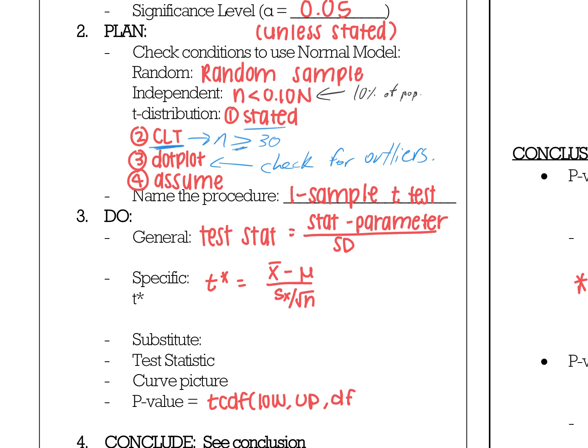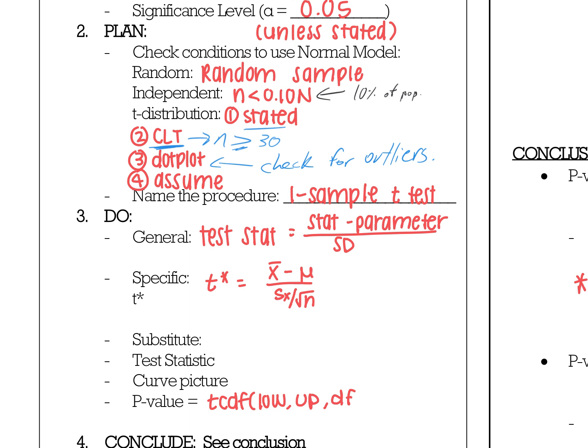The do phase. When we do this test, our test statistic is calculated very similar to the z statistic that we've done previously, but this time it's t-star instead of z-star. You're going to see it looks very similar: x-bar minus mu over s_x over square root n. Statistic minus parameter over standard deviation. It's following the same pattern, slightly different statistics rather than proportions, but it's the same concept.